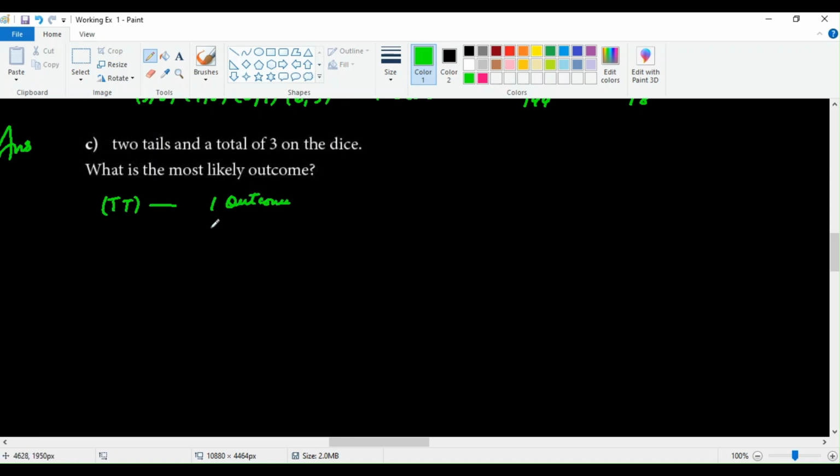And second is a total of 3. That means 1 and 2, and the second possibility is 2 and 1. So there are going to be two outcomes. So 1 times 2 is 2, and 2 over 144. Simplifying this is going to give us 1 over 72.